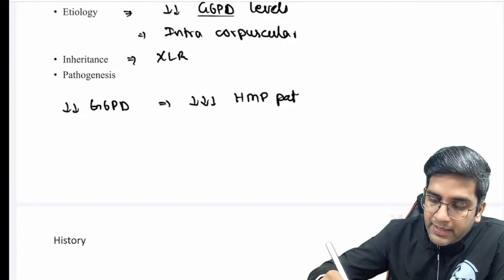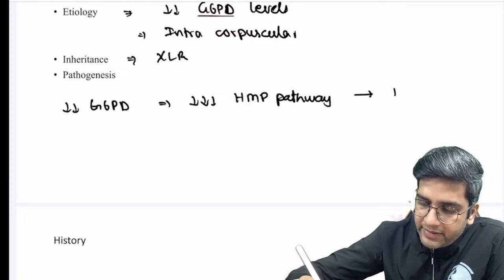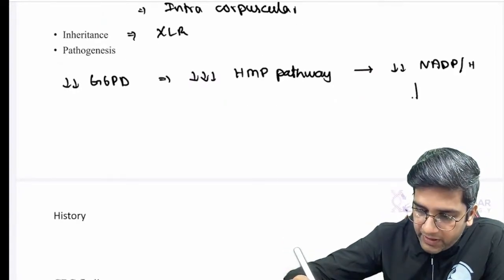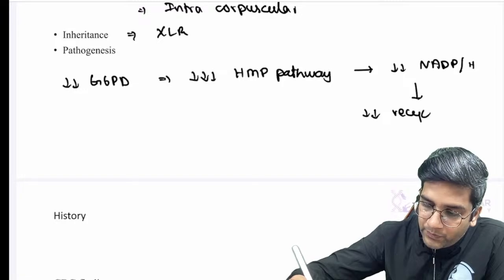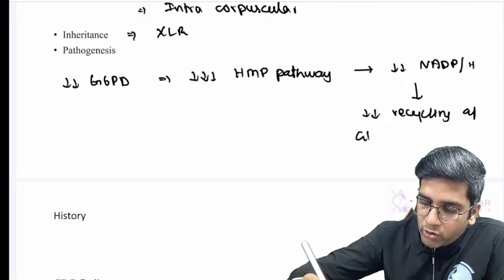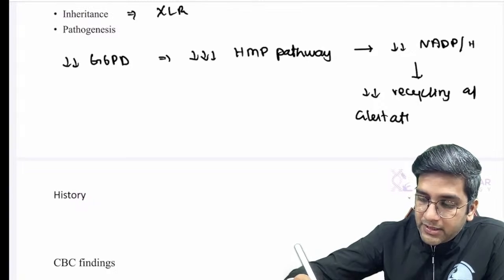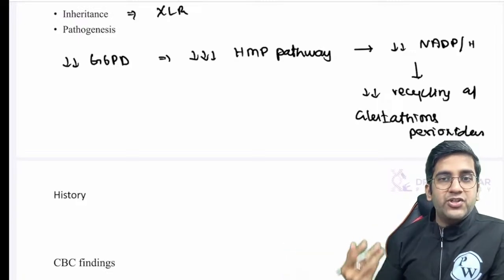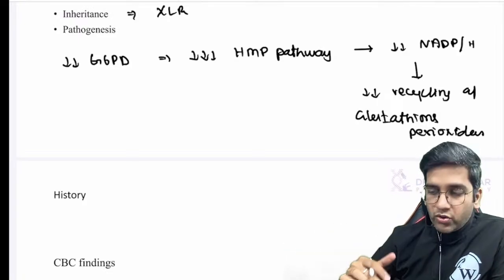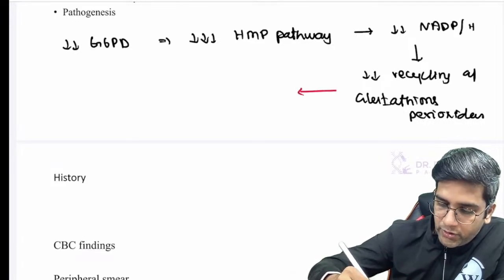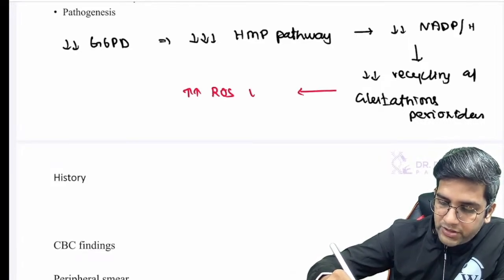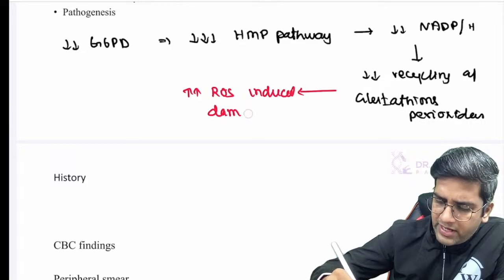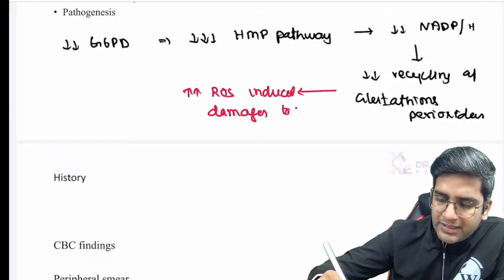HMP pathway. If the HMP pathway is not working properly, there will be a reduced amount of NADPH. Because of the reduced amount of NADPH, there will be reduced recycling of glutathione peroxidase. What's glutathione peroxidase? It's a free radical scavenger. It's an antioxidant, right? So when there's reduced recycling of glutathione peroxidase, especially since RBCs don't have a nucleus, they cannot synthesize new glutathione peroxidase. By default, this results in increased reactive oxygen species induced damage to RBCs. It's just more reactive oxygen species there and it damages the RBCs more. Fine. That's all the pathogenesis.